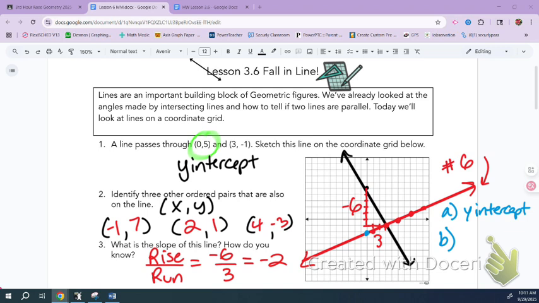Who thinks they got 6A? What's the new y-intercept? What do you got? Negative 2.5? That's what you got? Negative 2.5? Are we agreeing, groups? (0, -2.5). What's the relationship between these two lines? Ooh, who said that? Okay, nice.